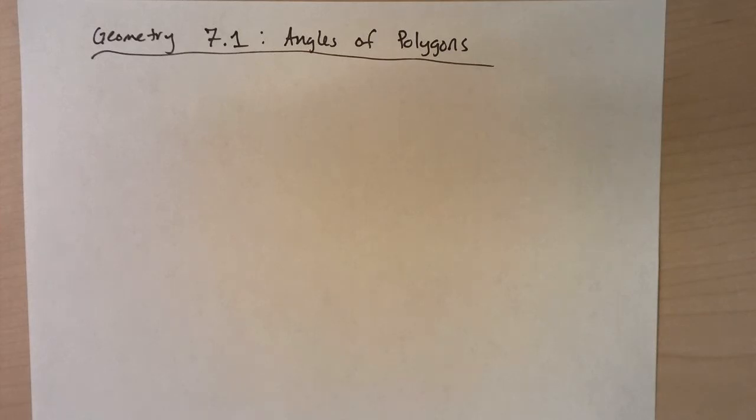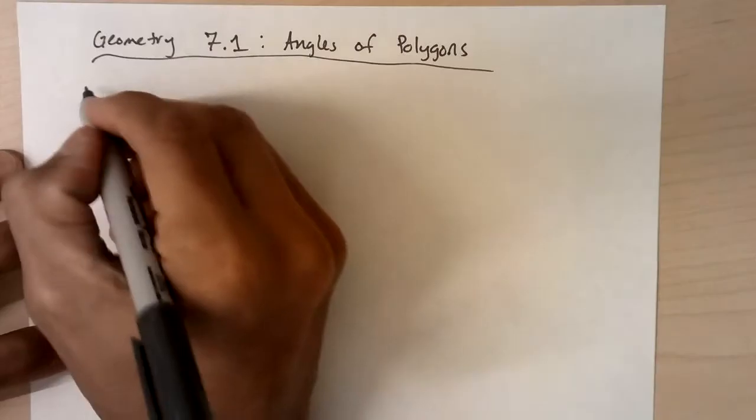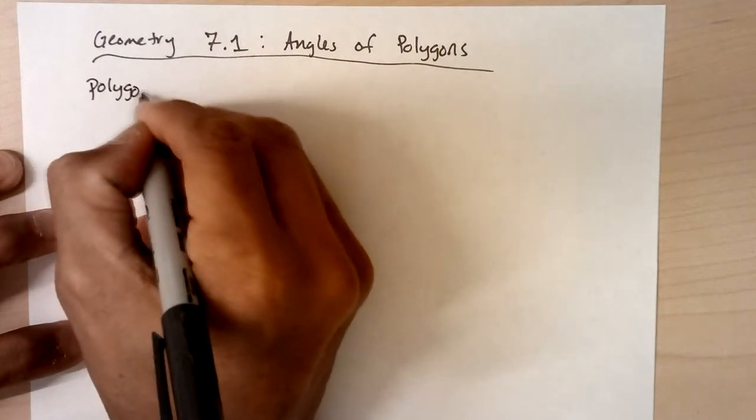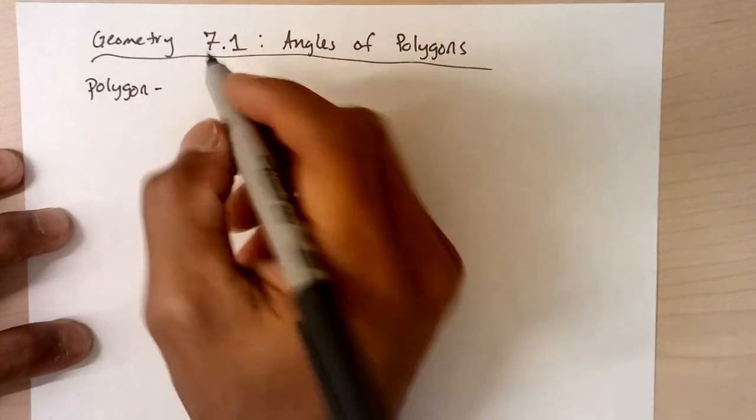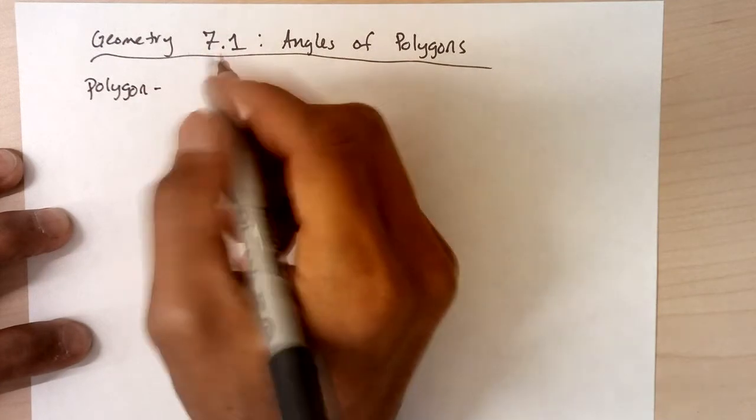All right, welcome to Geometry 7.1, Angles of Polygons. Before we start talking about the angles in polygons, let's first review what a polygon is. So a polygon is just a figure in a plane that's enclosed with at least three sides.